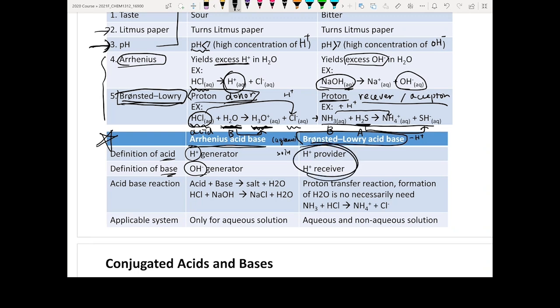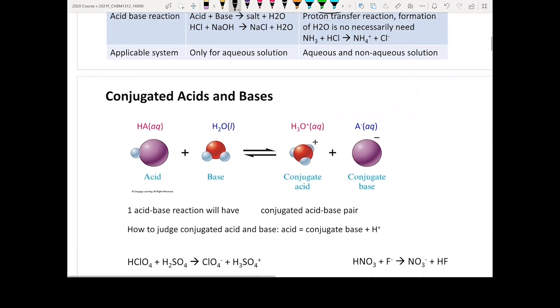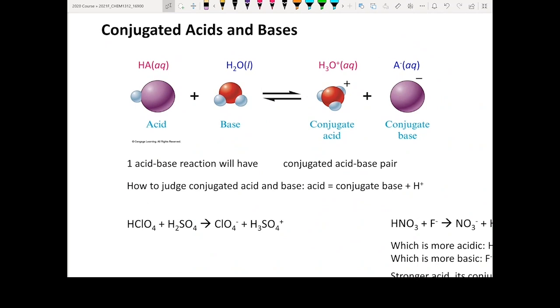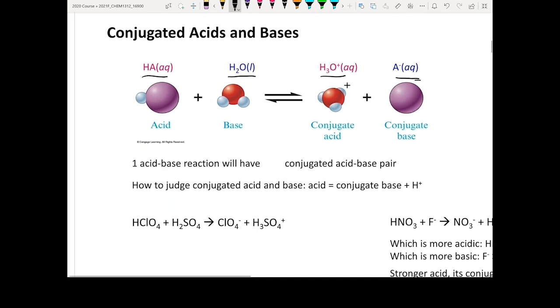This is the concept that we're going to use a lot in this chapter. We're going to expand this concept a little bit more so you can bring up the concept of conjugate acid and base. Assuming there's an equation HA plus H2O that gives you H3O+ and A-, based on the Brønsted-Lowry theory, you should be able to define what is acid and what is base.